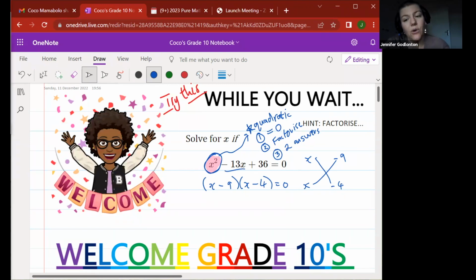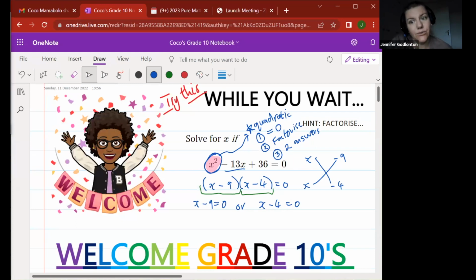Okay. When we get to this point over here, either this bracket would be equal to 0 or that bracket would be equal to 0. The reason we know that is because anything times 0 is 0. If I have 5 times 0, it's 0. If I had 0 times 9, it's 0. So one of these brackets needs to be equal to 0. So we can say x minus 9 is equal to 0, or x minus 4 is equal to 0.